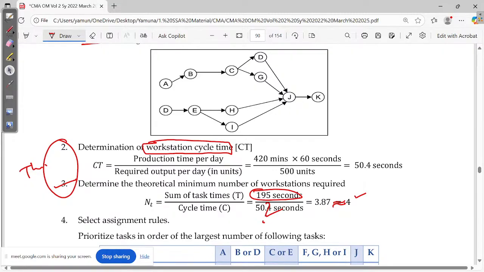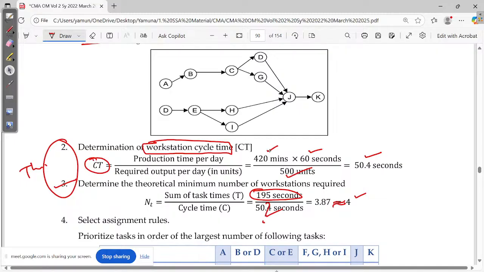How do you find this 50.4? The complete production time per day is given in the question. It's not that I am taking it. They are giving it as 420 minutes. But the task times are given in seconds, that's why we are converting by 60. And for this one day, they are manufacturing 500 units. My intention is to talk about one unit, and they are talking about 500 units. So I divide by 500, so I talk about one unit. Okay. So how long will it stand there? 50.4 seconds. That's why we call it the cycle time.